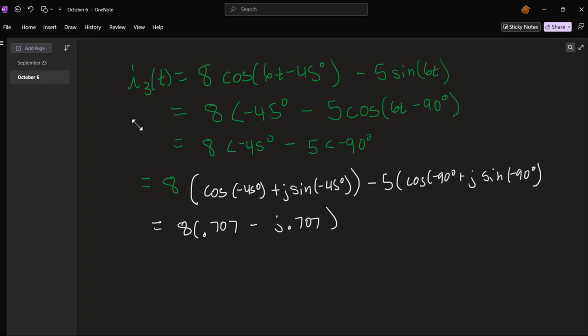So what we're going to do is transform everything into the phasor domain. The first thing I notice, because I will forget it if I don't notice it, is that this is in milliamps.